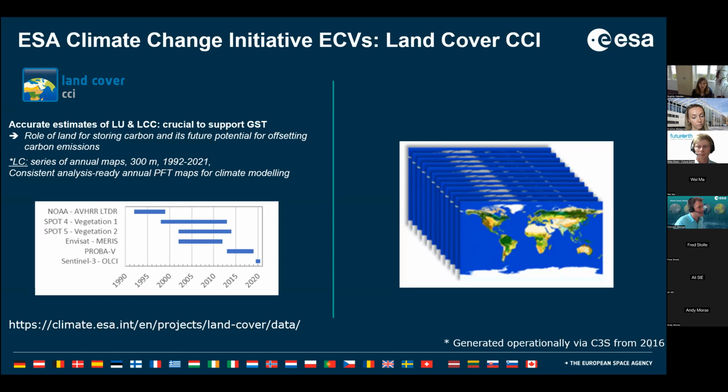The moderate resolution land cover project has a unique series of annual consistent land cover maps at 300 meters spatial resolution spanning from 1992 to current time.